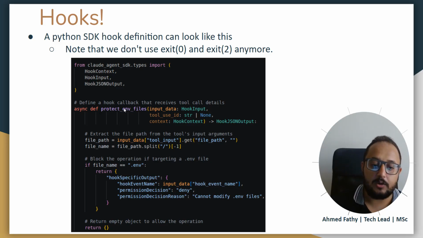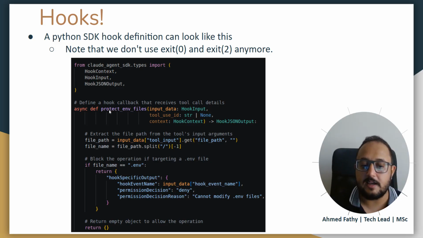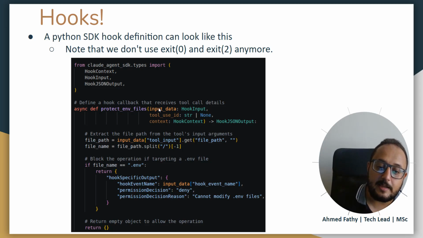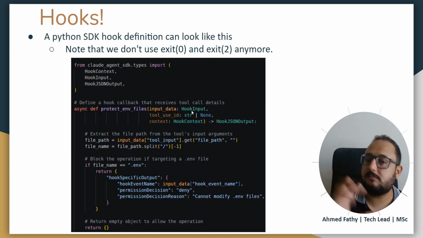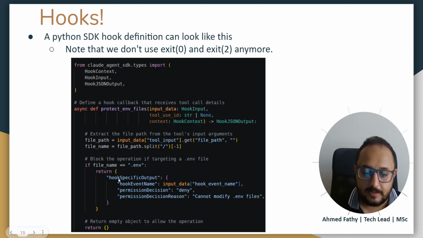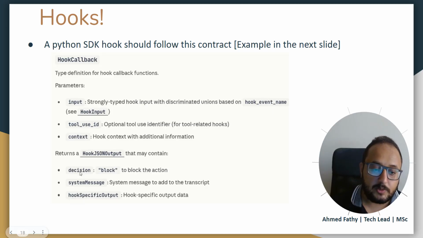So here, this is a hook that we define as async def protect env files. And then those are the inputs. As we said, you have those three inputs, and this input data is of type hook input. We'll see what this means, but this is some class that we actually import here. You also have tool use ID and context. Then you do something and you return an object right here, and here we only return hook specific output. But we can also return extra things if we want.